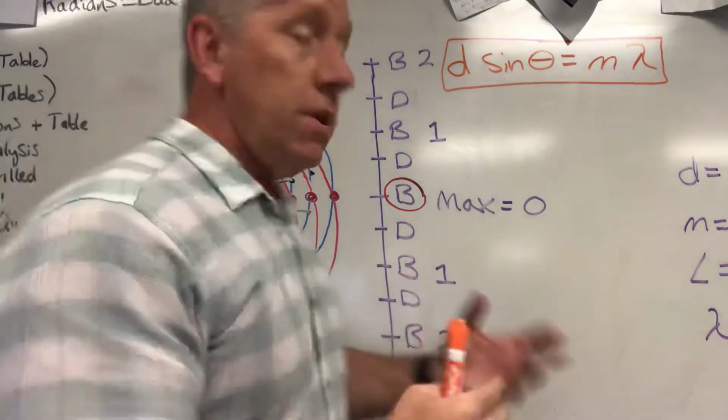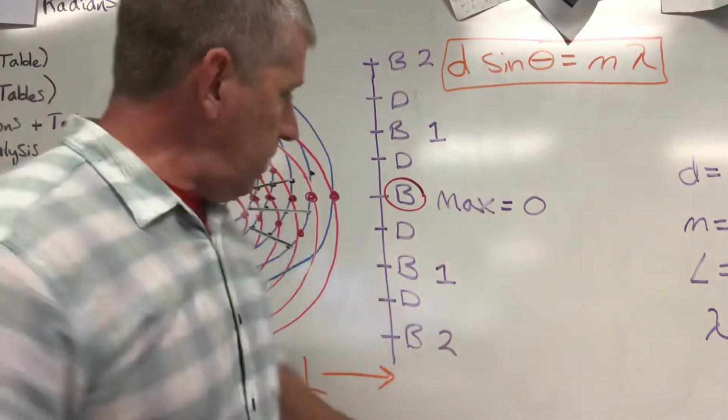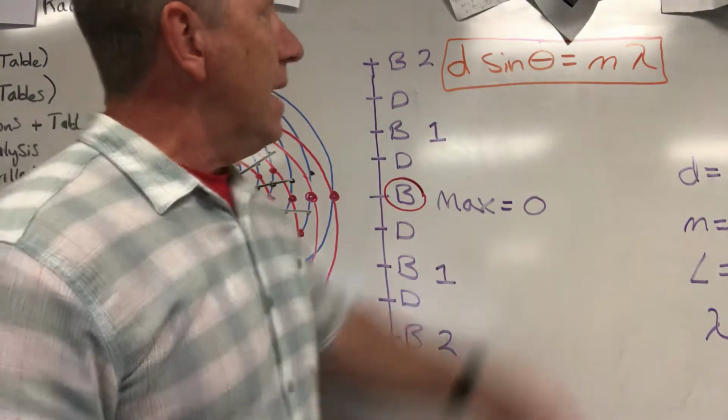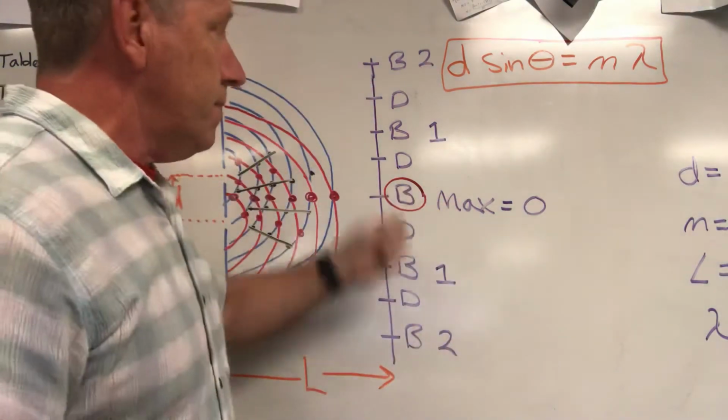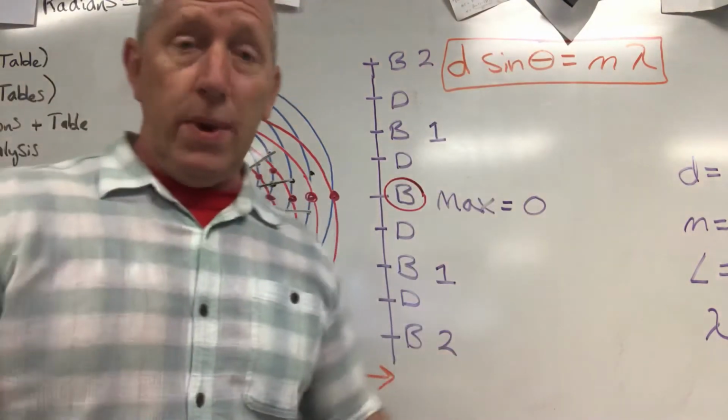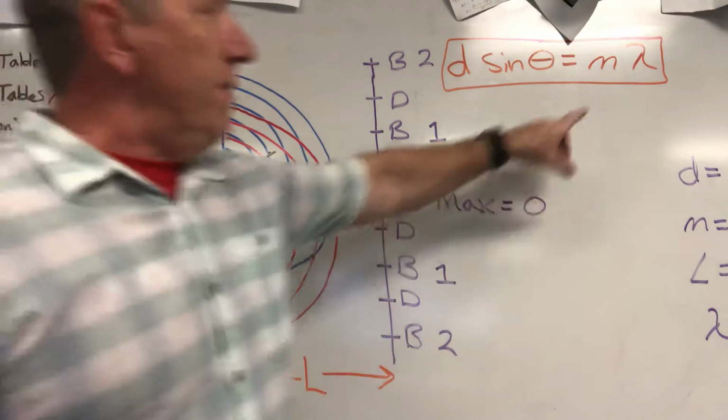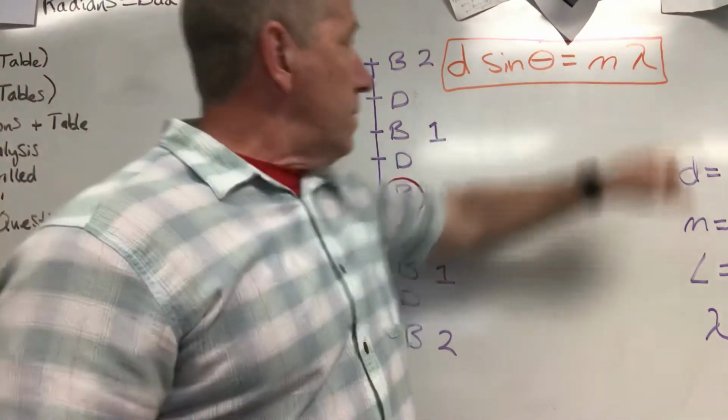It's a whole number for constructive interference. So bright spots are constructive interference. That's a 1, a 2, a 3, a 4, or a 0 if it's the center mark, which of course makes this whole thing just go away. But now this is lambda, the wavelength of the light that you're using. Okay, so those are our things.